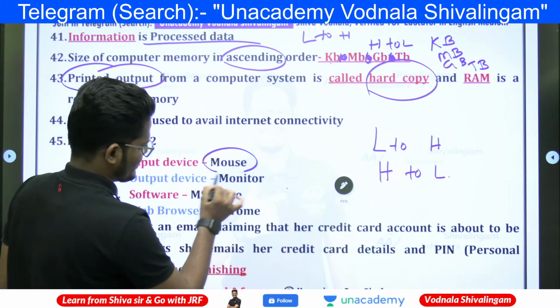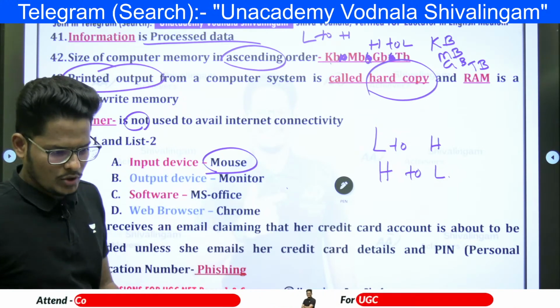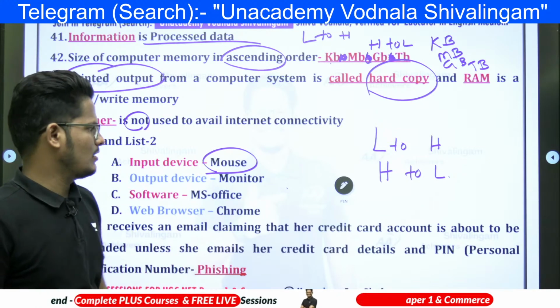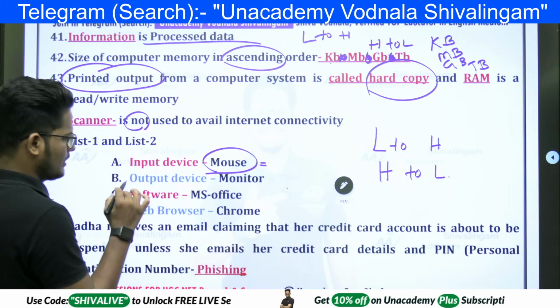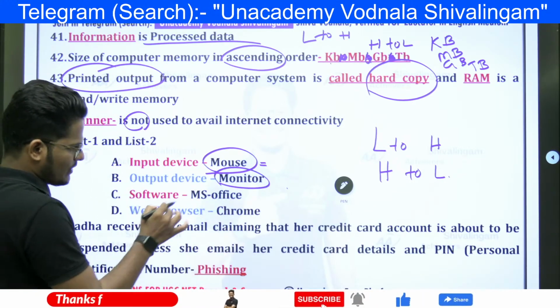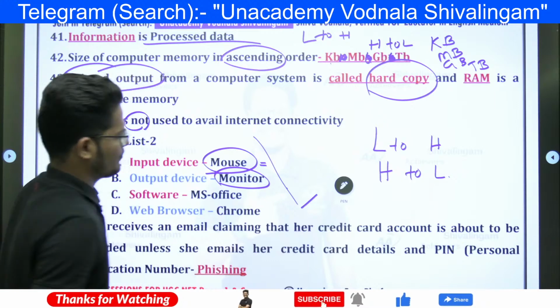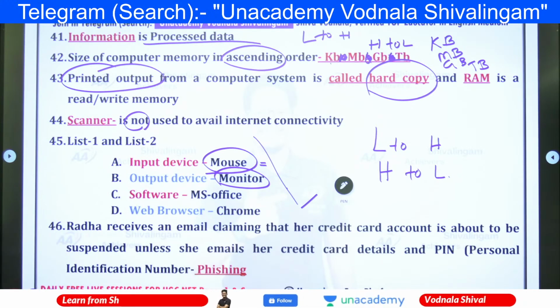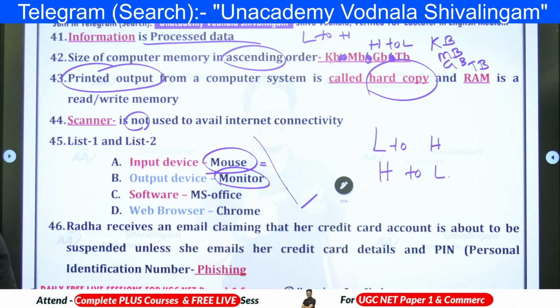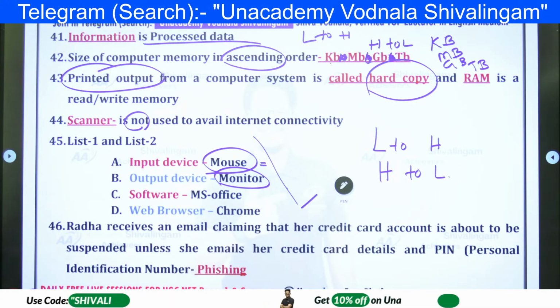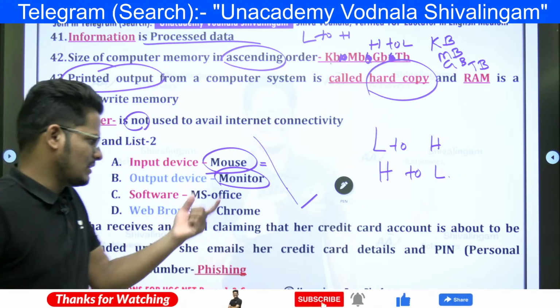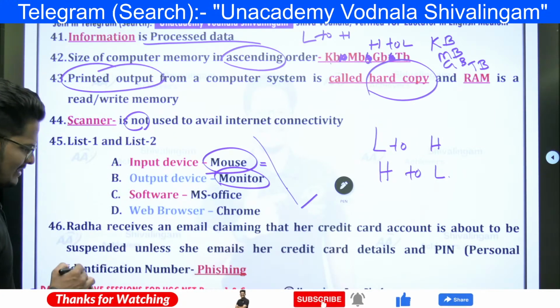Input device: mouse, keyboard, and whatever you are using as a pointer, that is also an input device. Next, output devices: monitor and printer are the best examples. Software is MS Office; web browser is Chrome. This is a most repeated question, where you cannot go wrong. This is easy. Joystick.